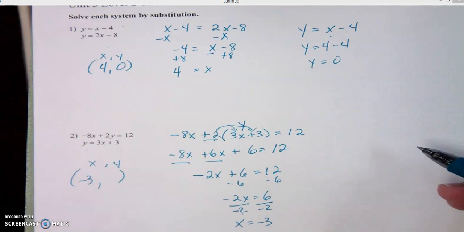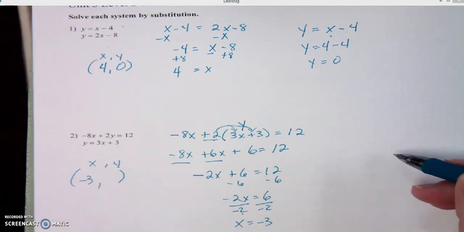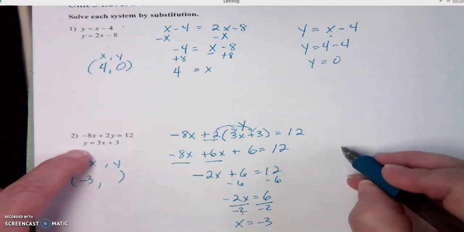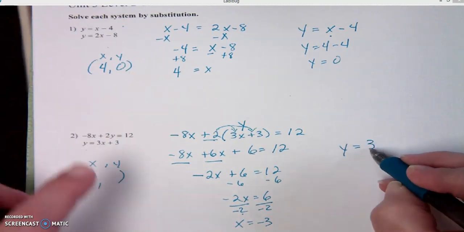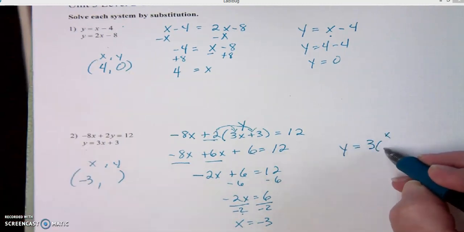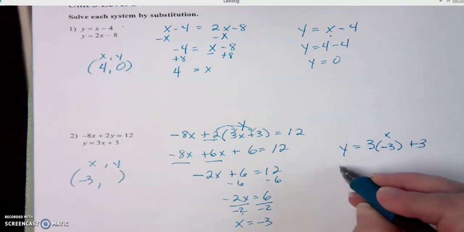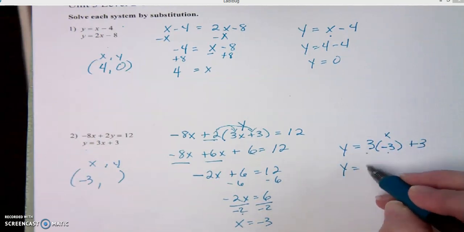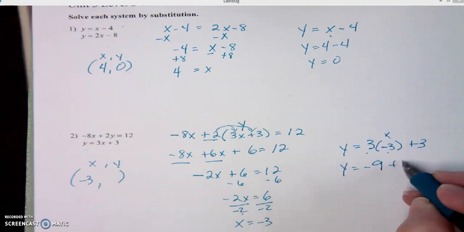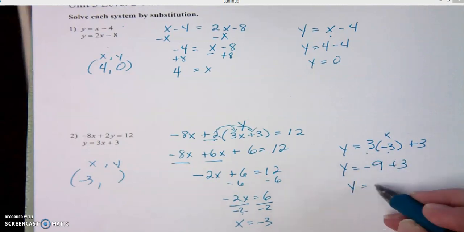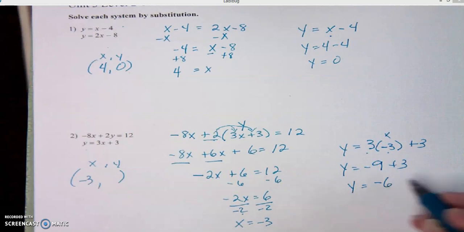Now I have to figure out what y equals. Well, we have y set right here. y equals 3 times my x, plus 3. We just discovered that our x is negative 3. So 3 times negative 3, negative 9 plus 3, y equals negative 6.